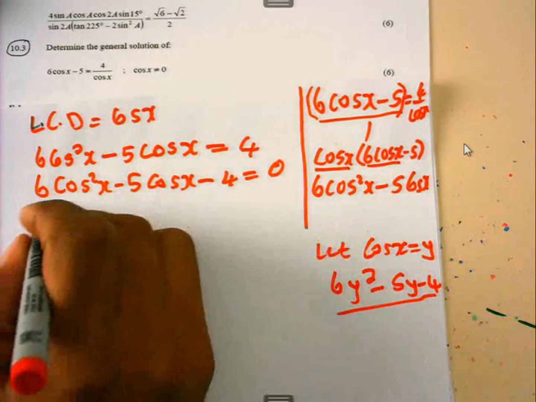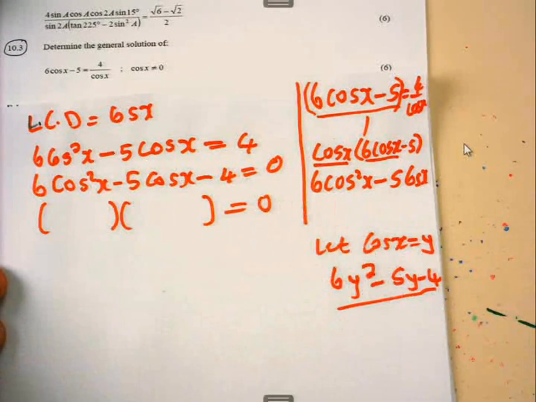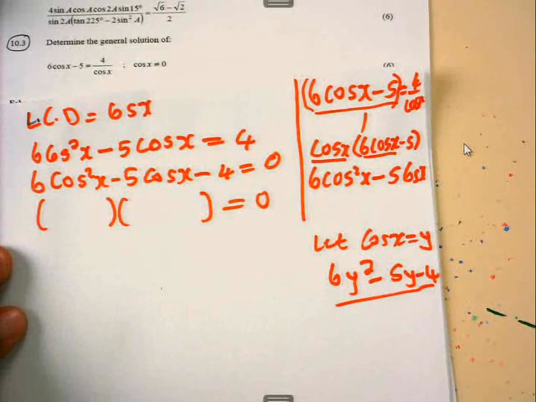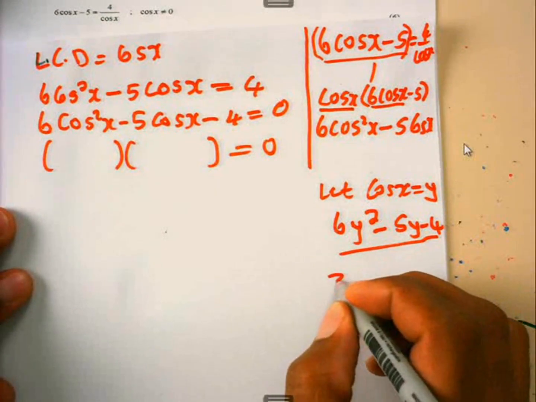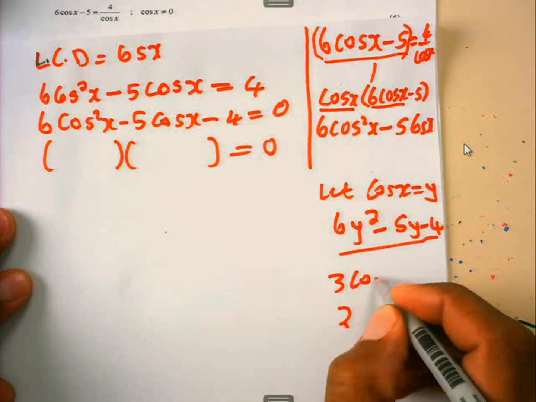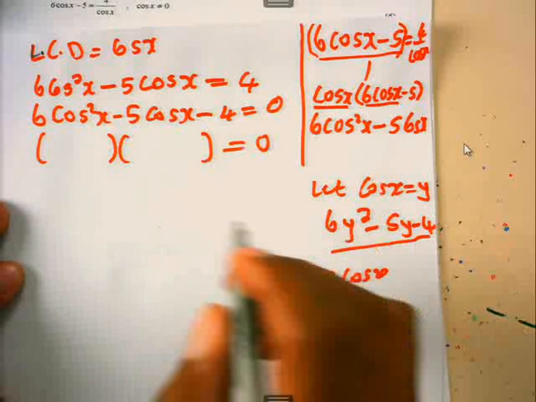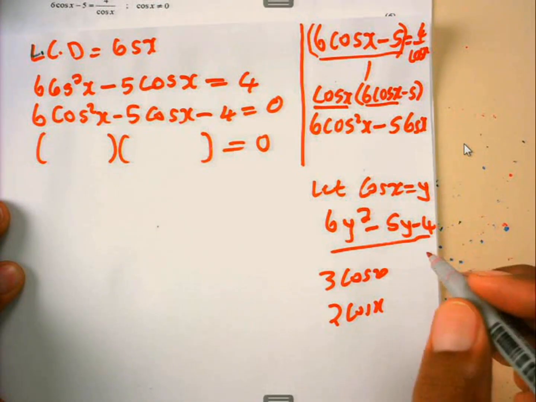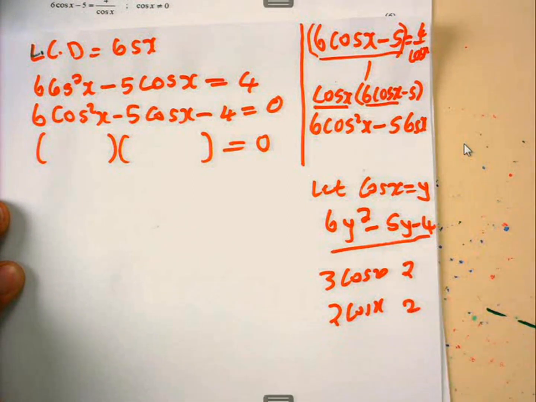Right, now let us try to find the factors of this problem. What are the factors of 6? The factors of 6 are 3 times 2, and that is cos x. What are the factors of 4? The factors of 4 are 2 as well as 2. That is very clear.